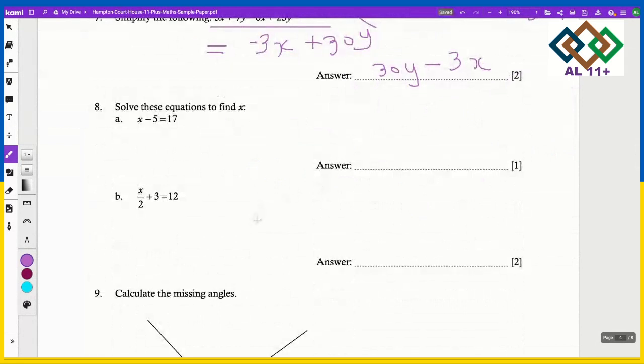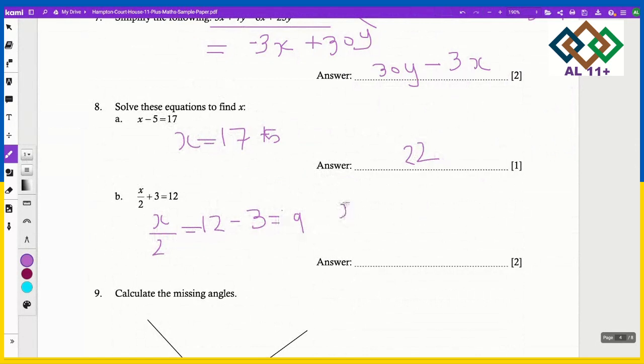Number 10, you need to find the value of x. If you find the value of x, try taking the 5 to the other side. That would be 17 plus 5. The sign changes when you shift. That would be 22. Again, in this, you'll do 12 minus 3. That's 9.